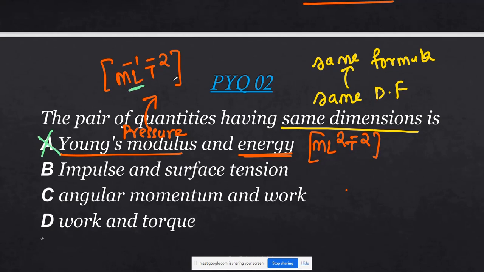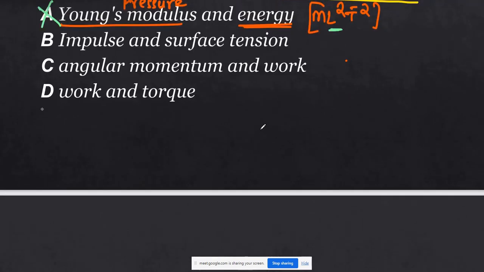Here it is L minus 1, here it is L square. They are asking for the same dimensions, but here the length dimensions are not the same. Clear? Okay, ma'am. Now take the second one.